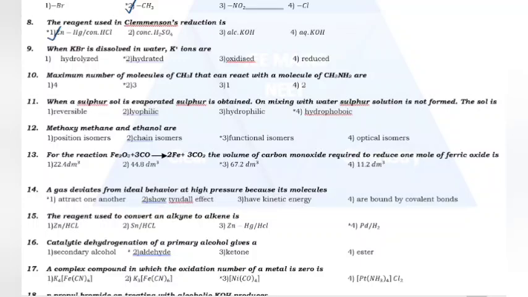Next, when KBr is dissolved in water, K plus ions are? Whenever an inorganic salt is dissolved in water, the cations definitely undergo hydration and we can say that it is hydrated. The water molecules get accumulated around the K plus ion, which is called solvation. If the water is the solvent, we can say it is hydration, and the verb for hydration is hydrated. So the K plus ions are hydrated but not hydrolyzed, right?